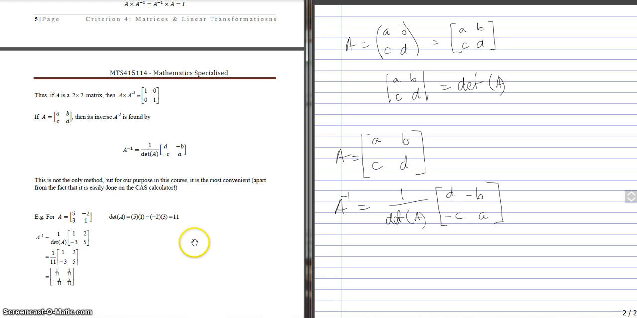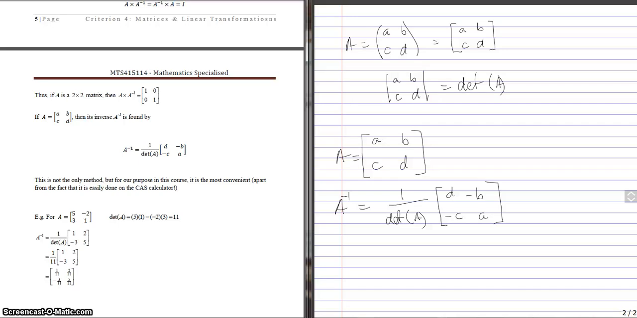Now in this course we're only really dealing with 2 by 2 matrices, which is nice and easy. If you go on to do first year mathematics at university, they become a little bit uglier. Your determinants are a whole lot more complicated when you get into 3 by 3, 4 by 4, 5 by 5 and so on. They become messy.